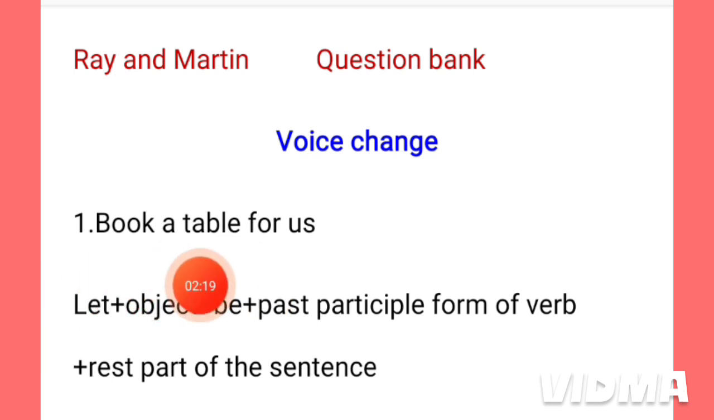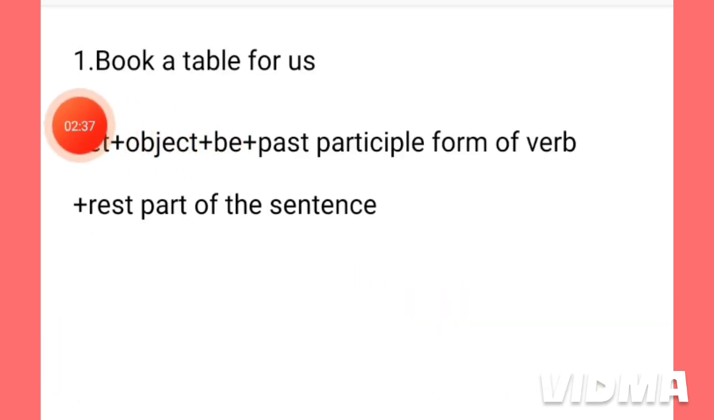So we have to work with this phrase, book a table. This part will be changed into passive form. Actually, this is in active voice. We have to convert it into passive voice. Now see this rule. When there is this type of imperative sentence, you have to follow this rule.